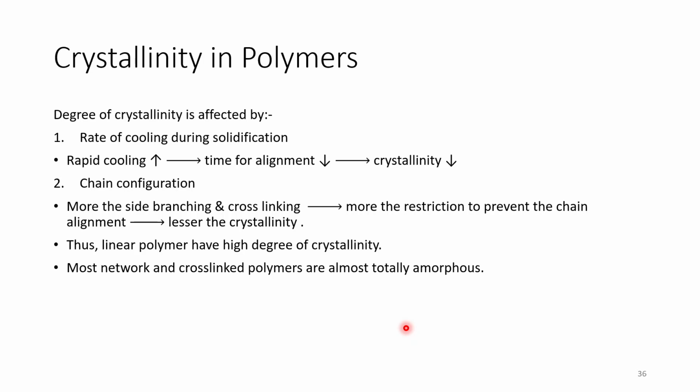Next is crystallinity in polymers. So degree of crystallinity is affected by, first, the rate of cooling during solidification. So if you are cooling your material very fast, there will be less time for alignment and there will be reduction in crystallinity. Next is chain configuration. More the side branching and cross linking, more will be the restriction to prevent the chain alignment and lesser the crystallinity.